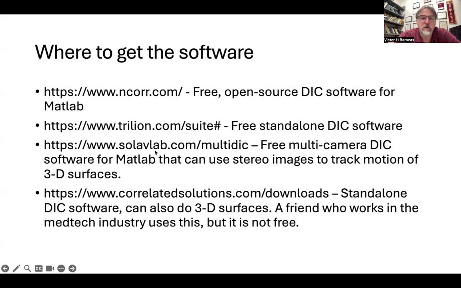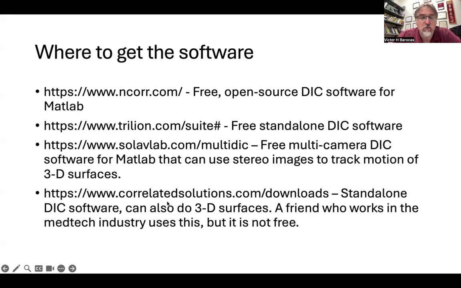The Solav Lab. This is a scientist named Dana Solav. She started doing this when she was a postdoc at MIT and now works in one of the universities in Israel, I believe. They have a multi-camera DIC that can use stereo images to track 3D surfaces. So the idea is you have multiple cameras and you take all of their images and you process them, and that allows you not just to tell how things are moving in a plane, but how they're moving in 3D space. Now, it's only a surface, right? Because they're just cameras. You can't see into the tissue, but you could track the motion of things on the surface of the body, and that's what they do.